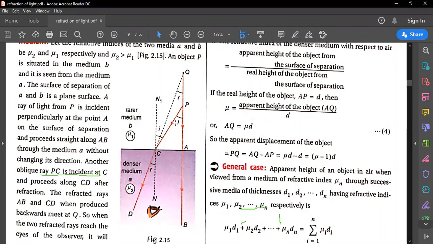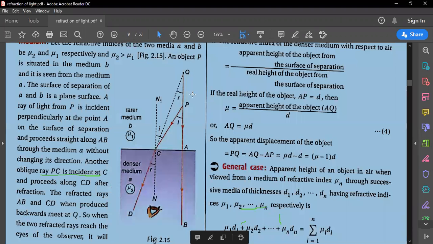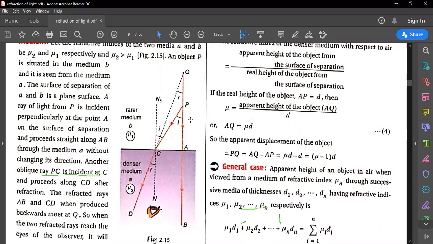So what happens? A ray of light will come from point P, and when it is incident on the interface of the rarer and the denser medium, it will move towards the normal. Another ray PA is normally incident on the interface and it will pass undeviated. If we now project these two rays backwards, a virtual image is formed at point Q. Now we will proceed the same as before.